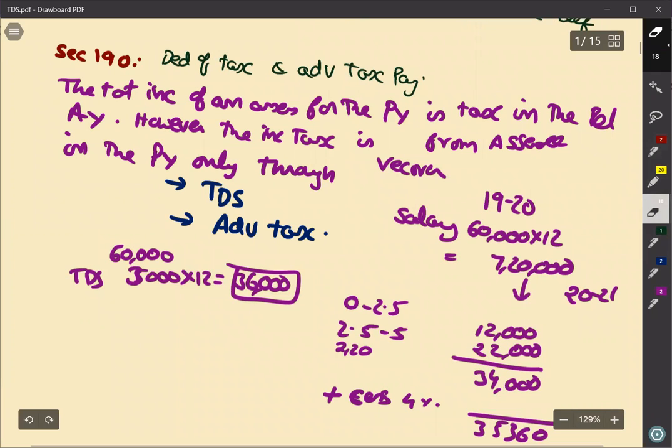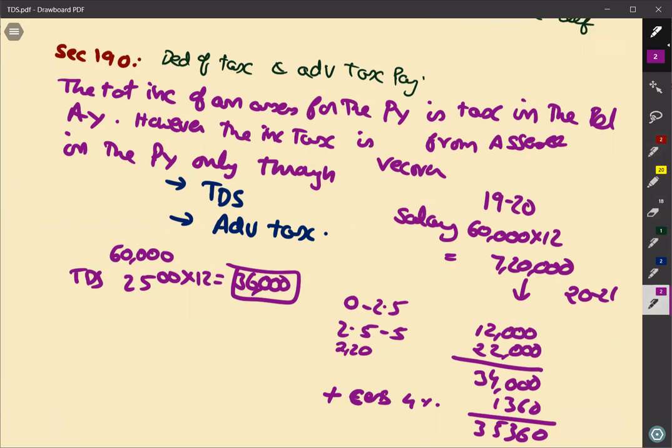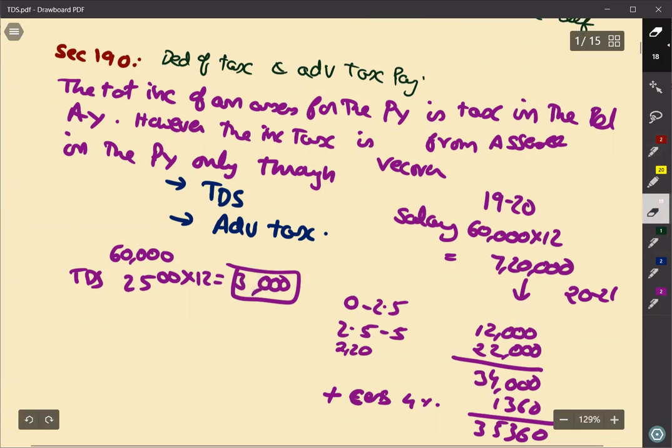Let me change this example slightly. Let us consider the TDS deducted by the employer is 2,500 per month. So if it is 2,500 into 12, what is the total amount of deduction there? That is going to be 30,000.